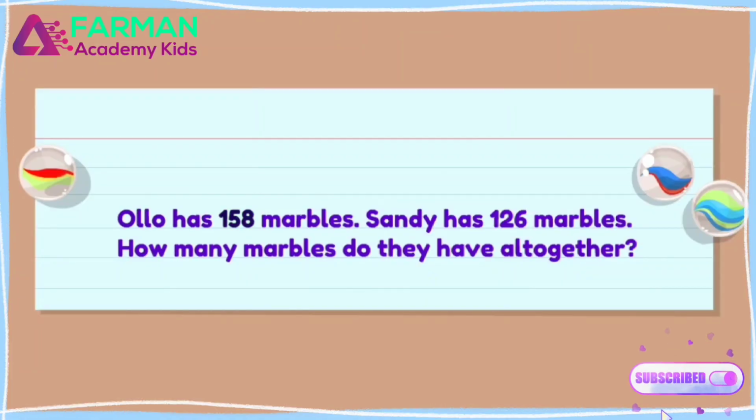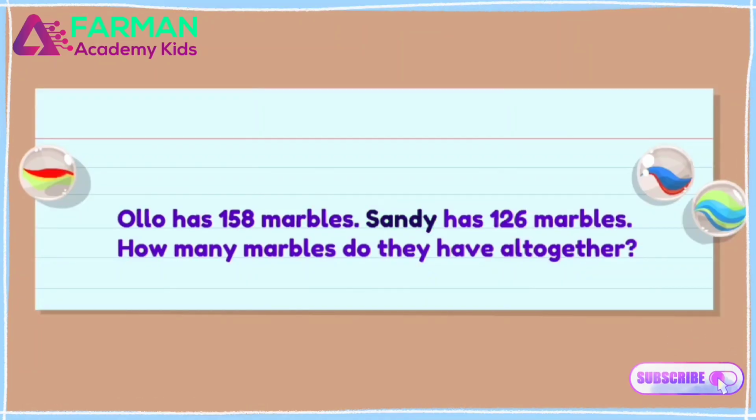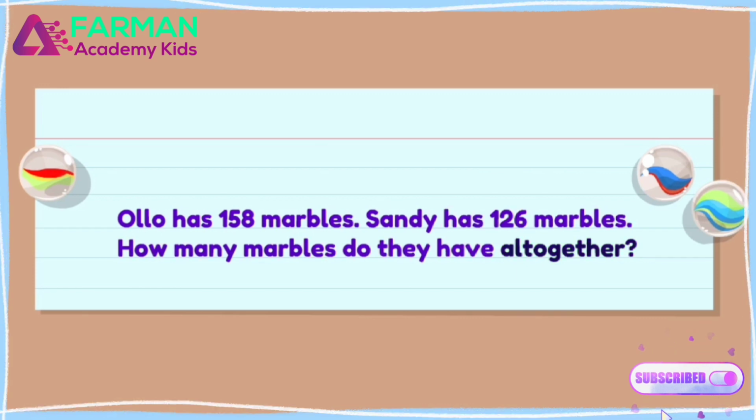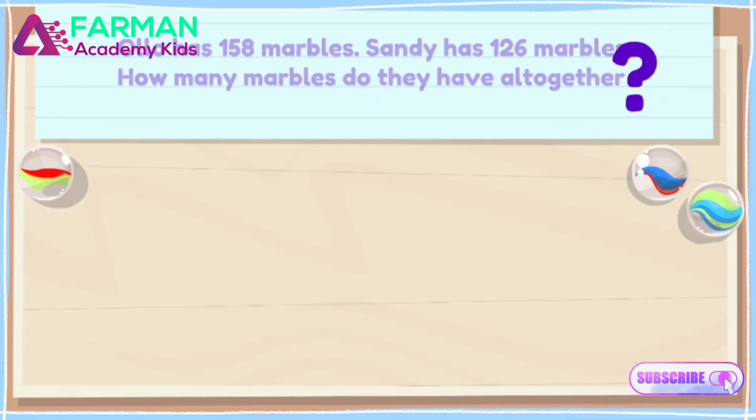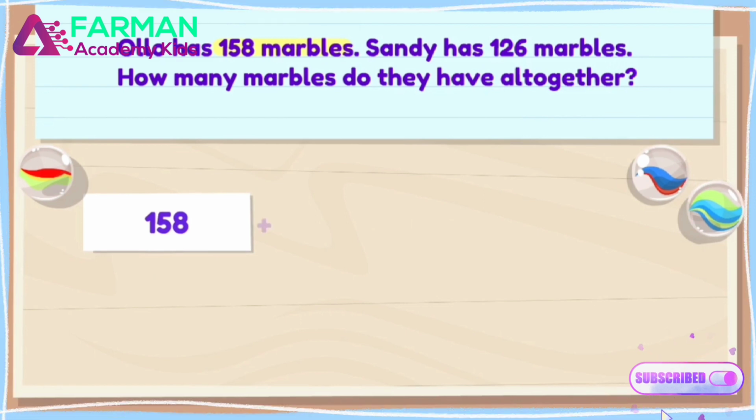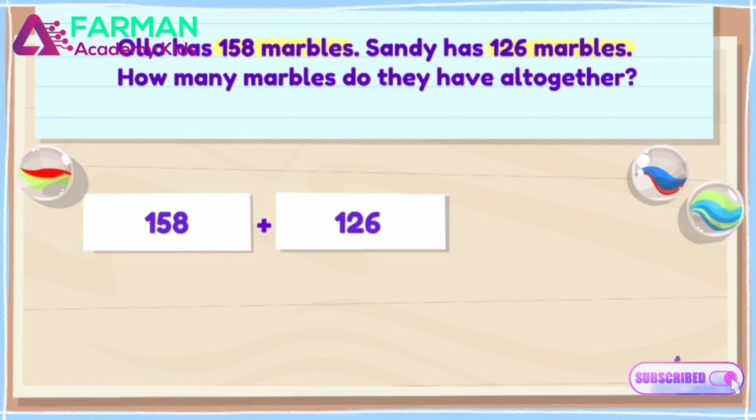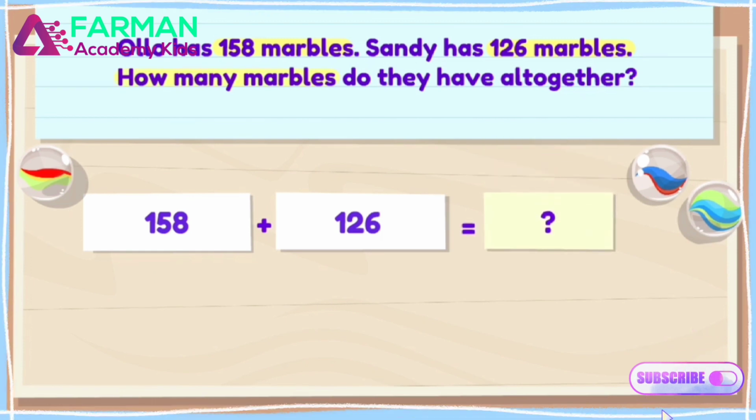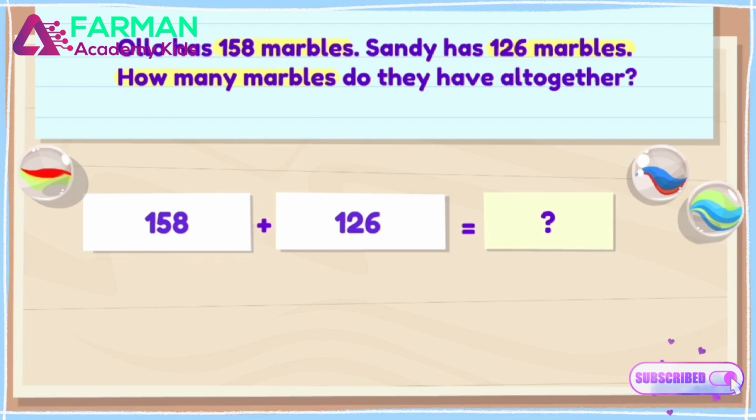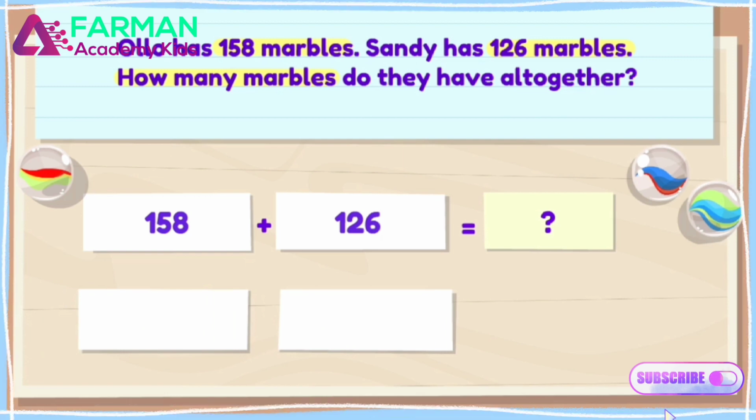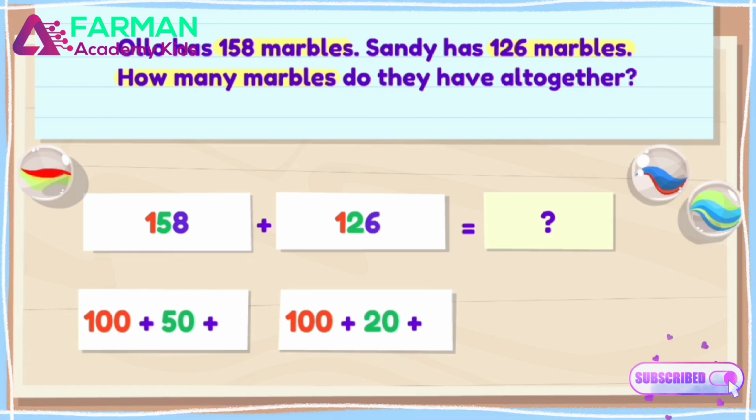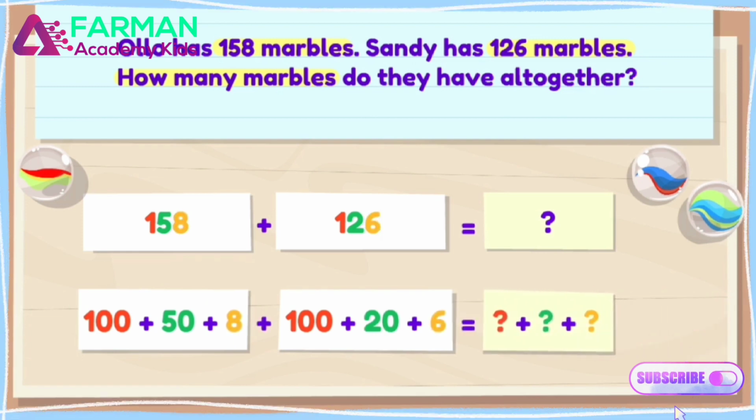Alo has 158 marbles. Sandy has 126 marbles. How many marbles do they have all together? Let's solve for the question mark. We're looking for the sum of the two numbers. Here's one way to do it. Let's expand the numbers into hundreds, tens, and ones to solve the equation.